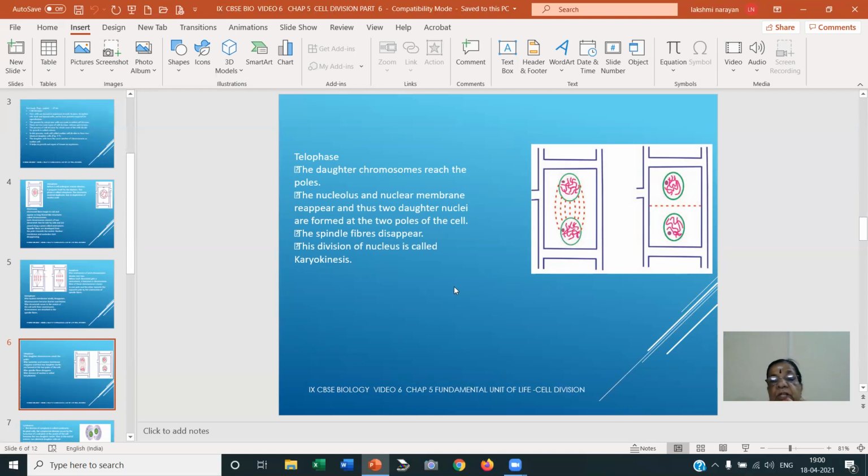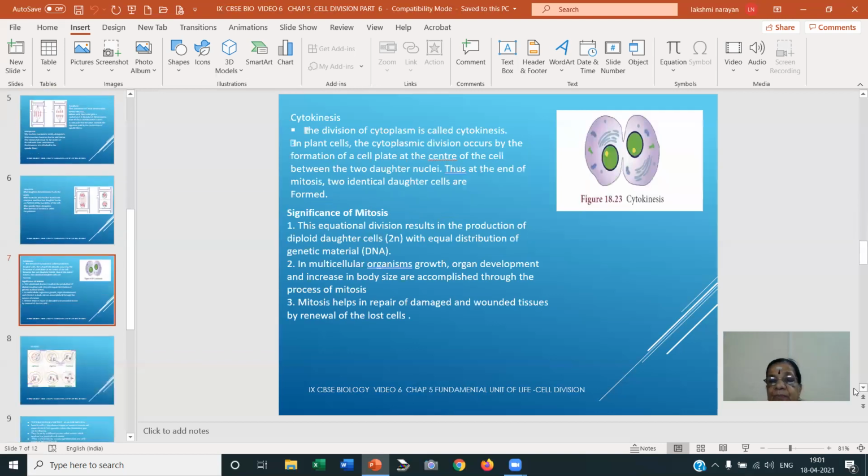The daughter chromosomes reach the pole, the nucleolus and nuclear membrane reappear, and thus two daughter nuclei are formed at the two poles of the cell. The spindle fibers disappear. This division of the nucleus is called karyokinesis. Have you seen the diagram? So this is the telophase stage. Next, cytokinesis: the division of cytoplasm is called cytokinesis.